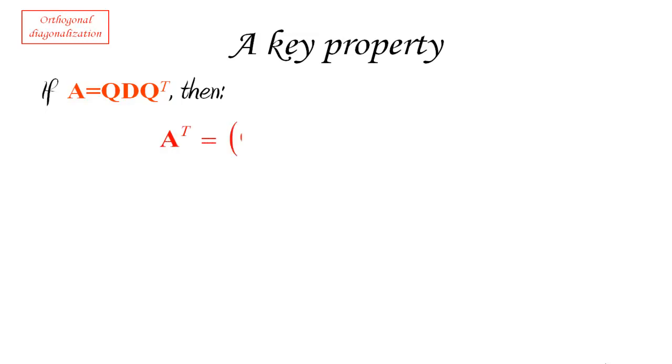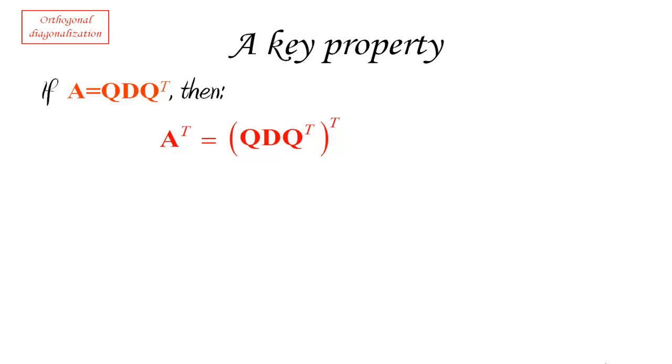The transpose of A is going to be given by the transpose of that product. And we know that transposing a product is done by transposing each of the matrices in the product, but putting them in reverse order. So we start from the right hand side, we transpose Q transpose. What do we get? We get Q. We place that at the beginning.